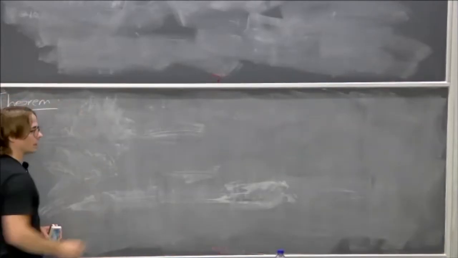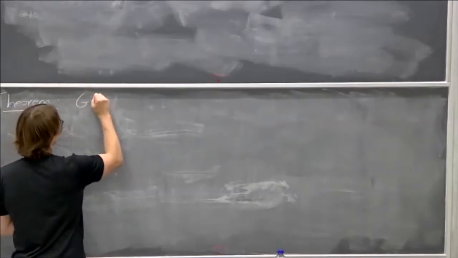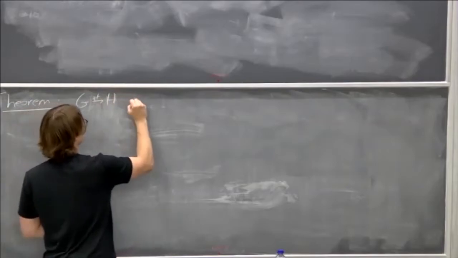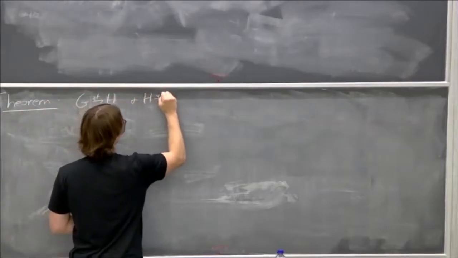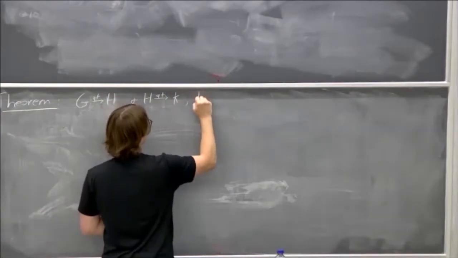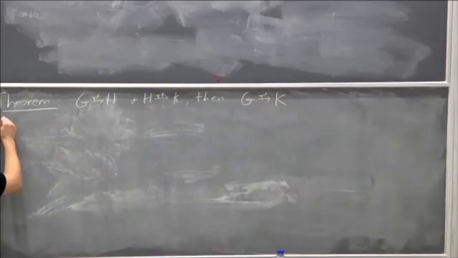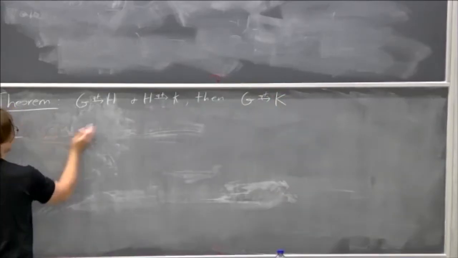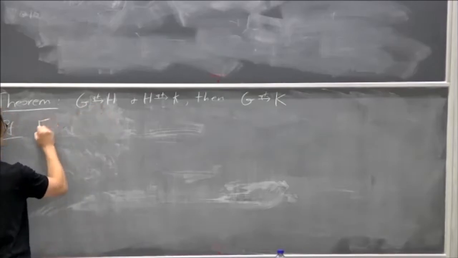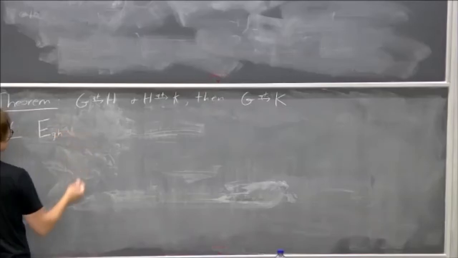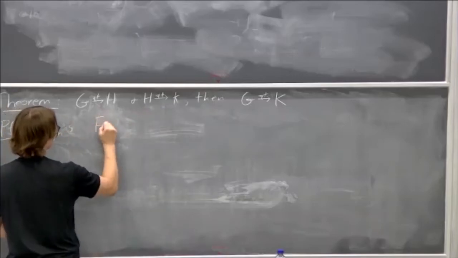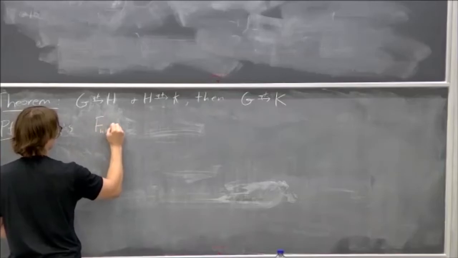So I want to point out that these are also composable. If G has a quantum homomorphism to H and H has a quantum homomorphism to K, then G has a quantum homomorphism to K. And the proof: I have a quantum homomorphism from G to H. That's going to give me some E_{g,h}'s. And then this is going to give me some, let's just say F_{h,k}'s, that satisfy these conditions over here.